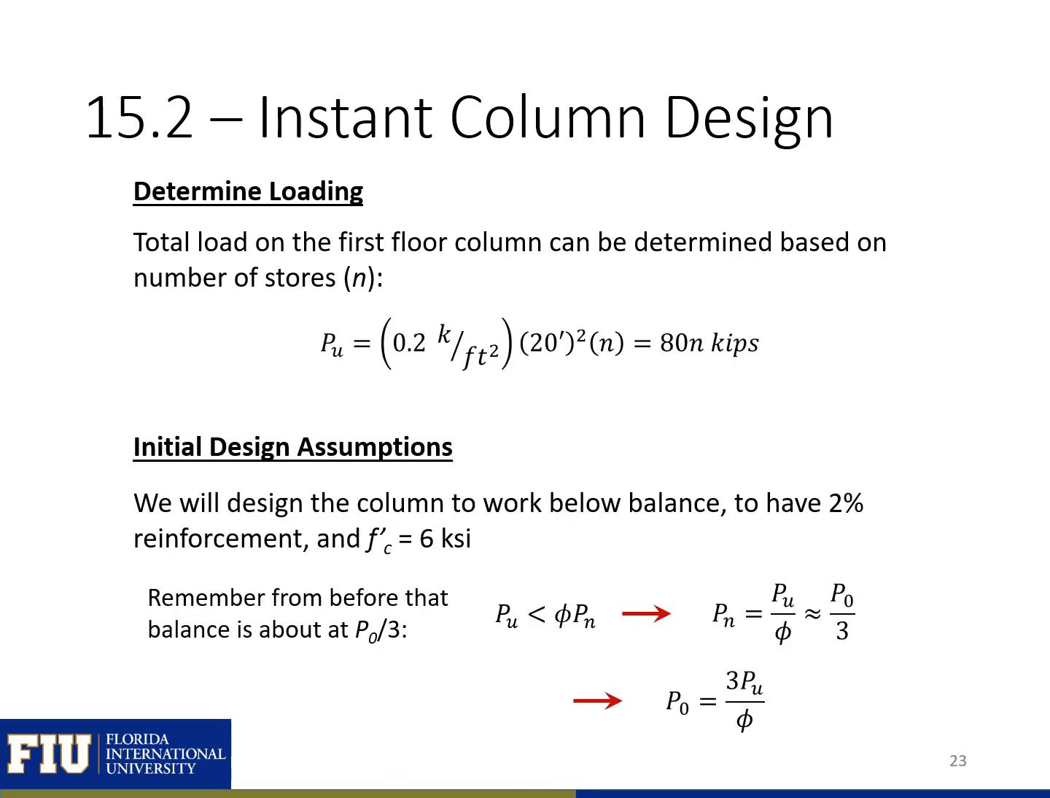We'll design the first floor column based on the total number of stories n. So we have a 20-foot column spacing, so our total load is 0.2 kips per square foot times the tributary area for each column, 20 feet squared, times the number of stories, which gives us a total load here of 80 times n.